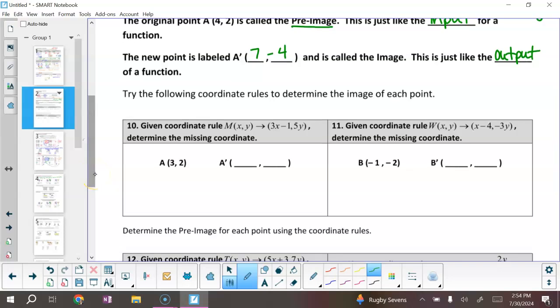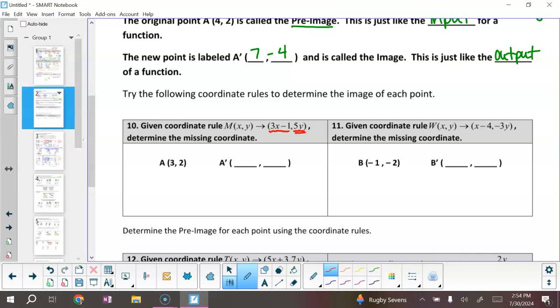All right, so what I want us to do here is try the coordinate rules on these two problems to figure out what would be the new image. Both of these have our coordinate rules written up here. So we've got 3x minus 1. That's what we're going to do to our x. And then we have 5y. I'm just going to underline them a little bit differently for you. That's what you're going to do to your y coordinate.